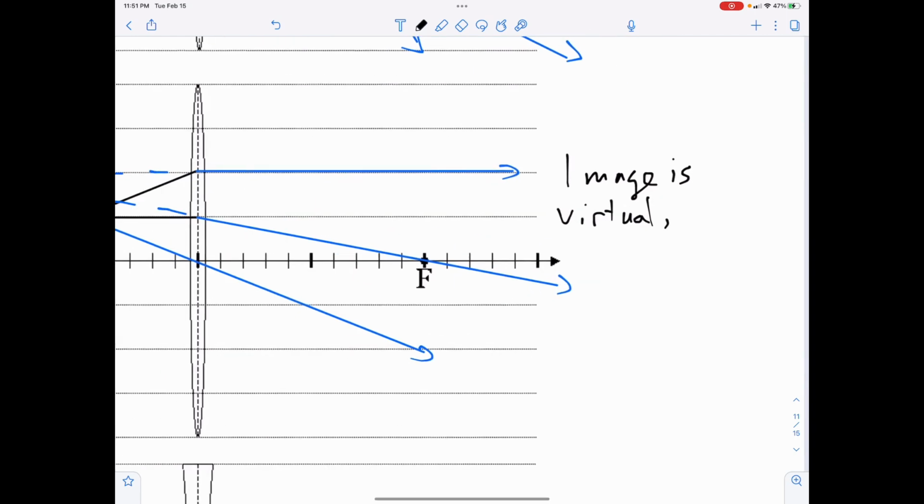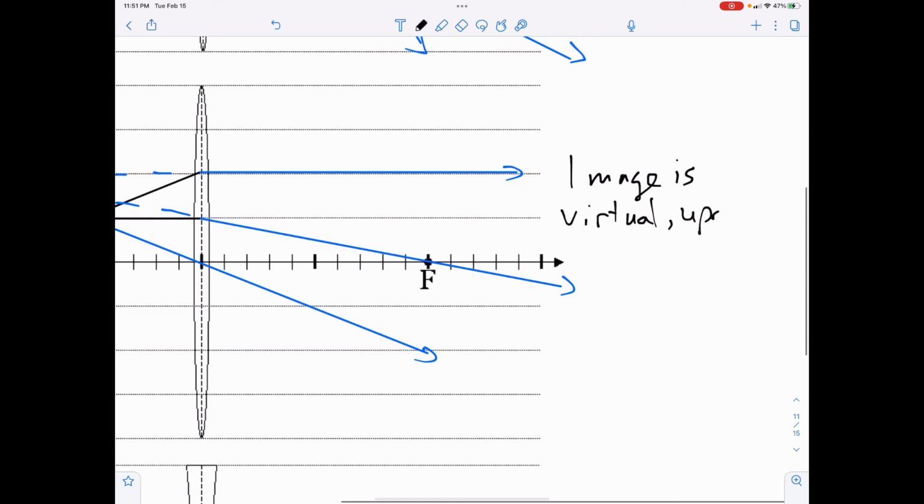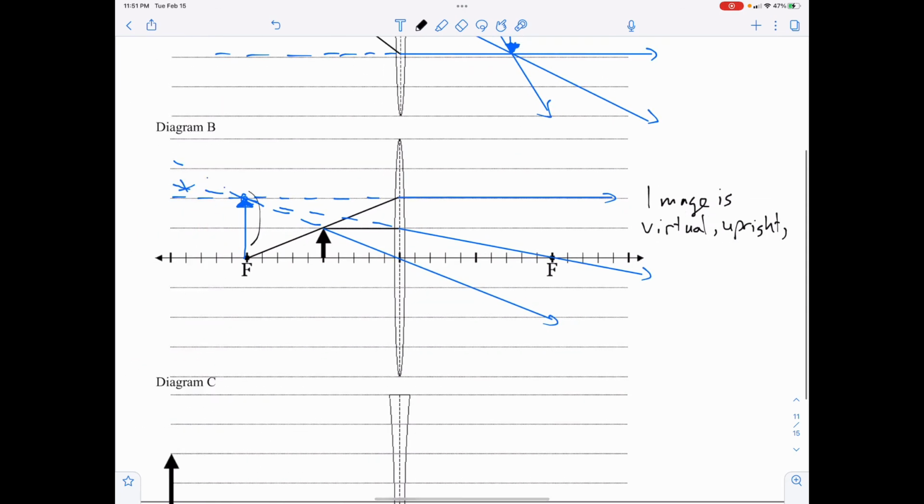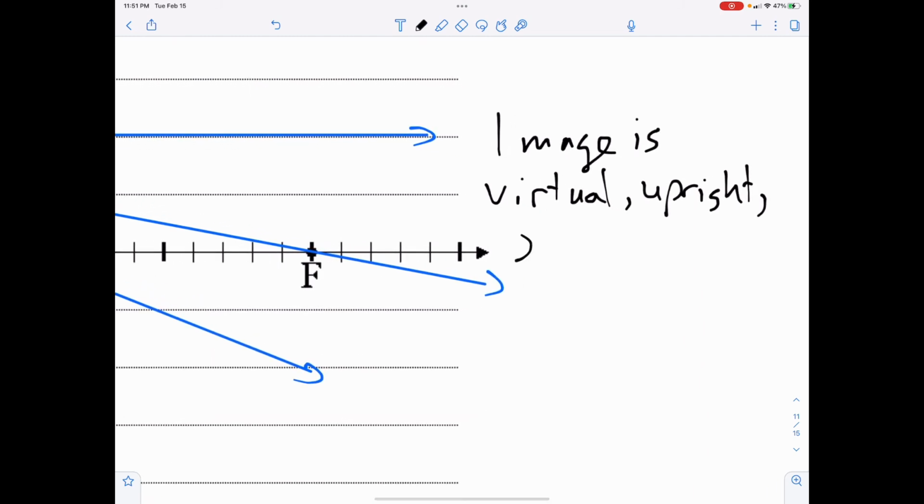Number 2, it's upright. You can see the orientation of the image is the same as the object. It's upright. And you see the image is larger than the object. It's magnified, larger.